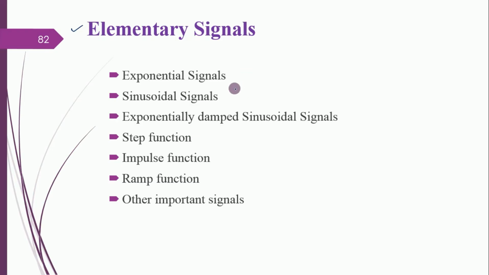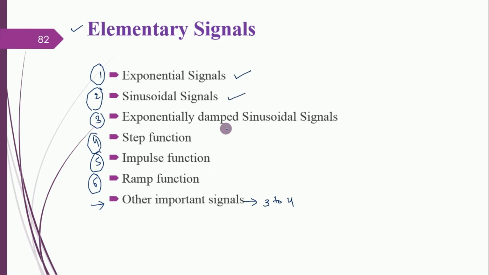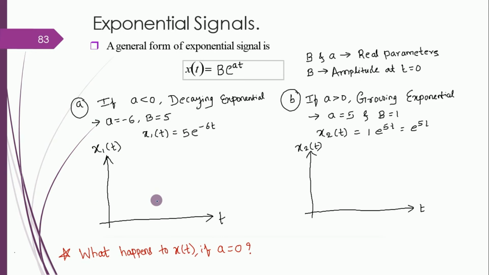So with this we have just completed the topic of signal operations. So we will begin with elementary signals. In elementary signals we are studying different kinds of signals. The first being the exponential signal, second being sinusoidal signal, third being exponentially damped sinusoidal signal, step function, impulse function, ramp function, and some other functions are there. Here we'll be studying 3 to 4 different kinds of signals, in brief. So these all are our next particular topics. In today's session, I'll be explaining you these two things.